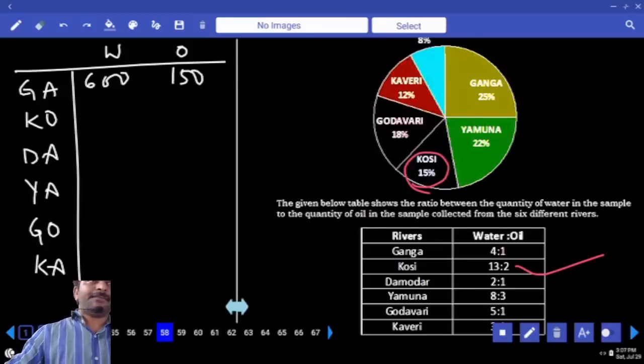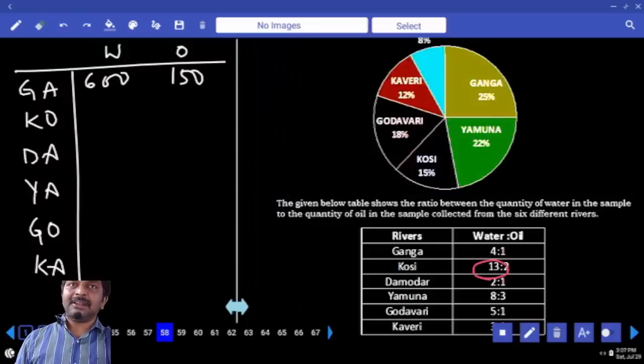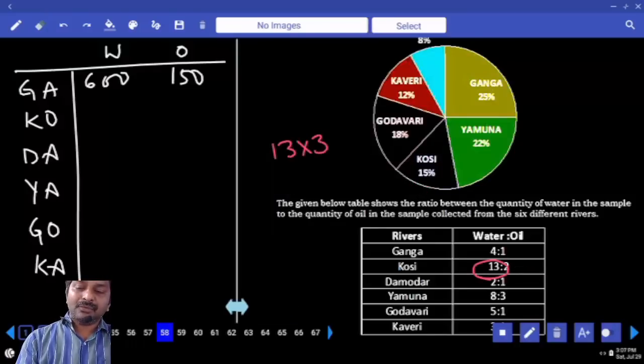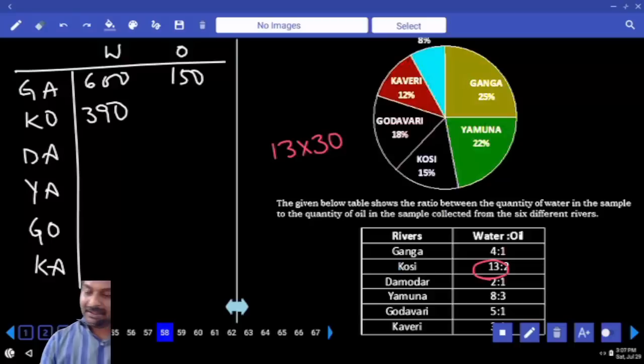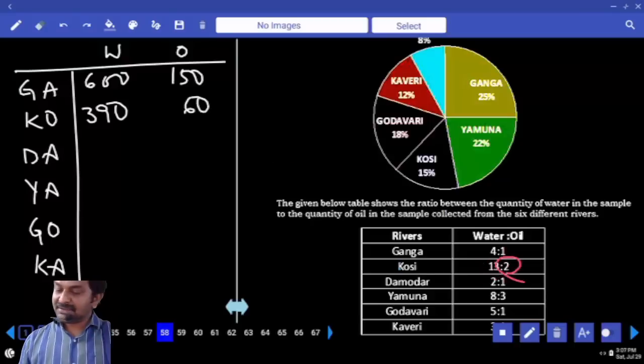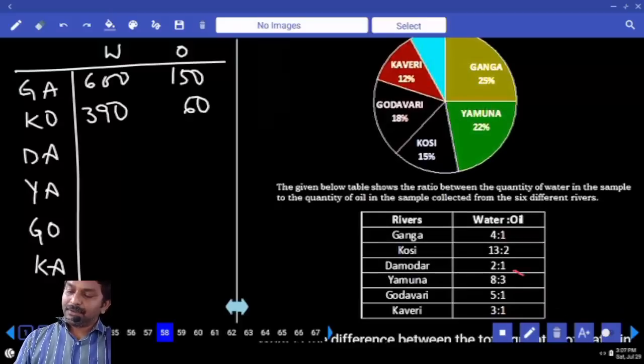15 parts, 15%. Each part, right? 13 parts in the sense 13% only. 13 into 1% value, which is 30. How much is that? 390. Next, 2 parts, 2 into 30, 60. Next, Damodar, how many parts do we have? 3 parts. Damodar, what percentage do we have?